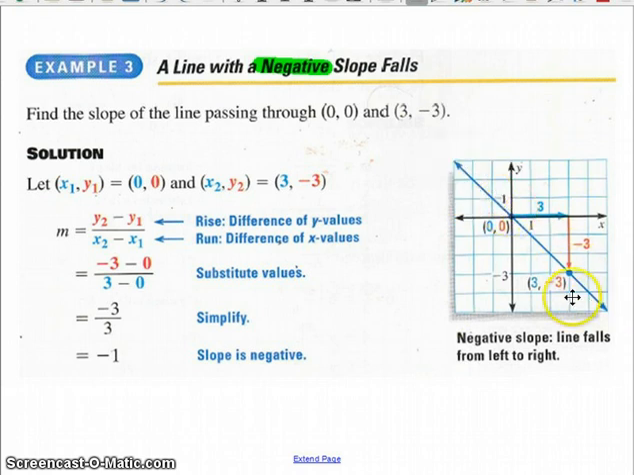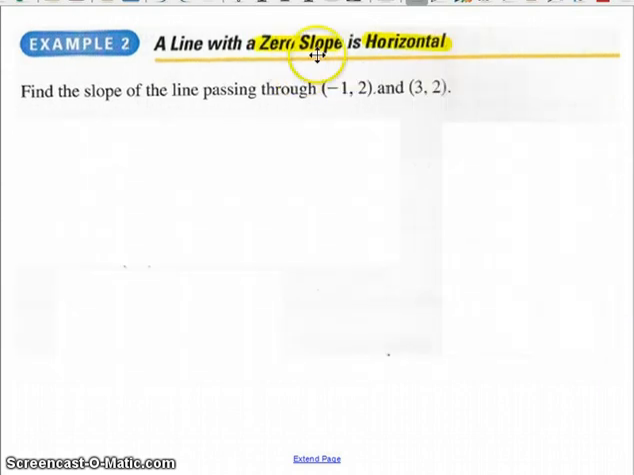And I hope you'll think of it again, like with the stock market. If you saw this, you would know that was bad news or negative news for the stock market. And any picture that looks like this has a negative slope to it. 2 other scenarios. You could have a horizontal slope, and that's called a zero slope.